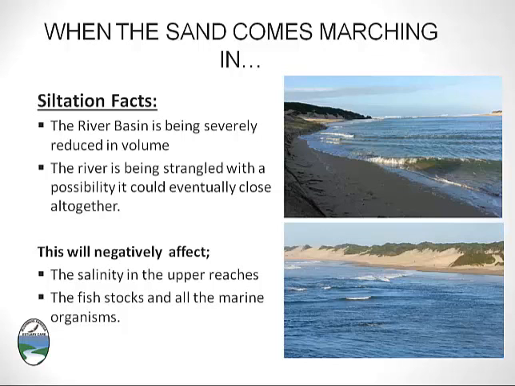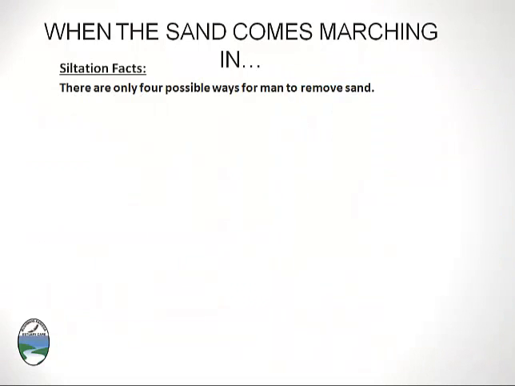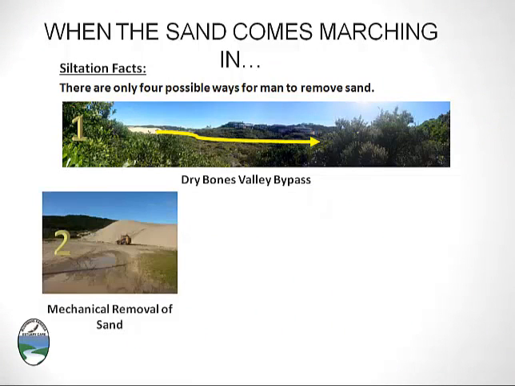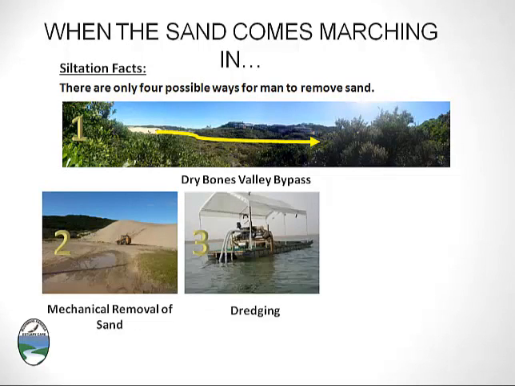And we're going to speak more about that in the 3rd video that we will be posting. There are 4 possible ways for man to remove sand from the estuary. There's this Dry Bones Valley that we are talking about. There's the mechanical removal of sand by loading it onto lorries and removing it. There's the possibility of dredging it at high cost.